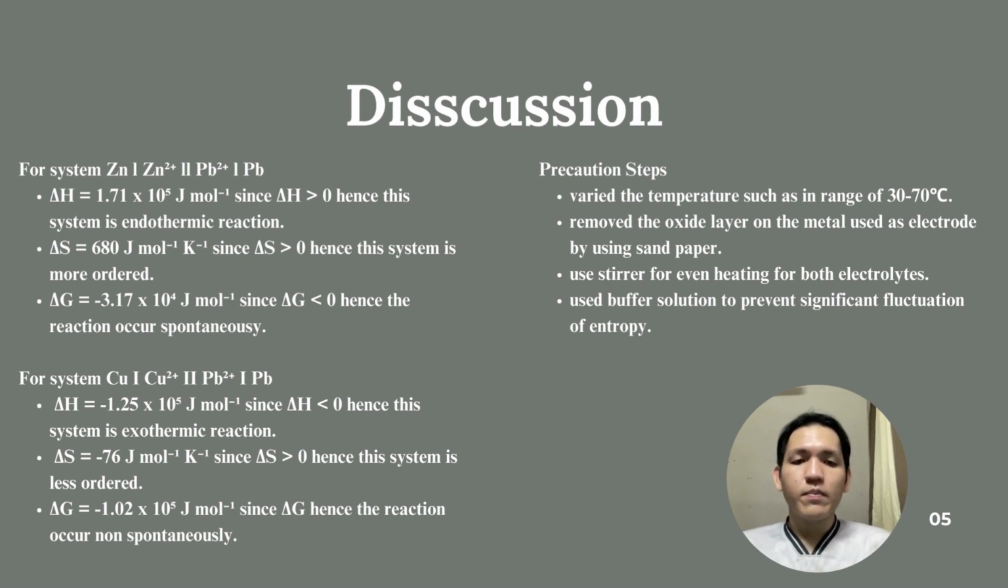The precaution steps that should be taken during this experiment are to vary the temperature in the range of 30 to 70 degrees Celsius, and then remove the oxide layer on the metals using sandpaper, and then use a stirrer for an even heating process for both electrolytes, and use a buffer solution to prevent significant fluctuation of entropy.